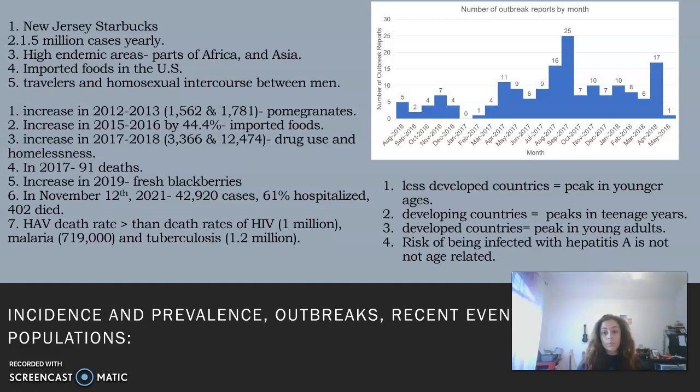So there are different endemicities in different regions of the world. In less developed countries, Hep A infections peak at a younger age. In developing countries, it peaks in teenage years. In developed countries, it peaks in younger adults. So the risk of being affected with hepatitis A is not age-related or gender-related, but it's more if you travel a lot, or if you're a laboratory scientist that handles the virus itself, if you're involved in risky intersexual courses, and if you basically do not have good hygiene.